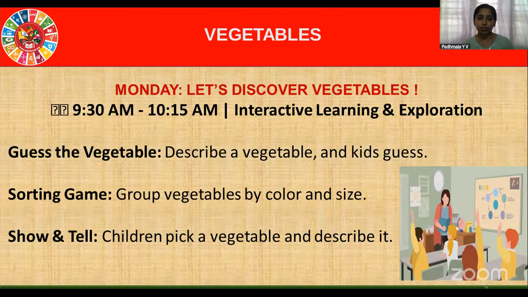How are they going to do it? Guess the vegetable. Describe a vegetable and guess. Each child can take a vegetable that is kept in the classroom. It can be a plastic one, an artificial vegetable, or a real vegetable bought by the class teacher. The child has to pick any vegetable that the child likes, and describe it.